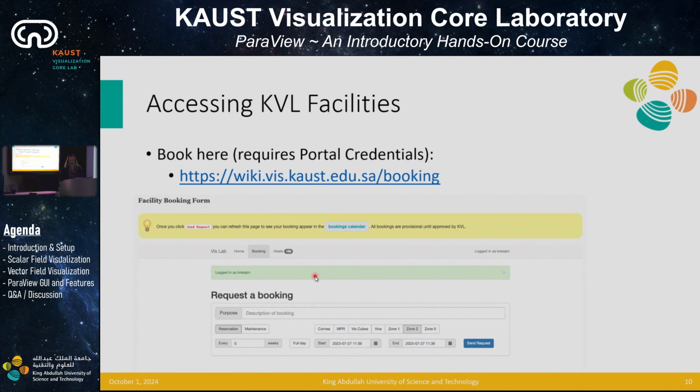And if you're here at KAUST, and you know how to use it or you want to use it, you can book everything that we have. Going to this webpage, you have to log in with your KAUST credentials. And then you can book, for example, also this room if you need it for a presentation, if you want to do your PhD defense here, for example, or anything else. If you have an important visitor, you can book this room and do a presentation. But you need to have KAUST credentials for that.